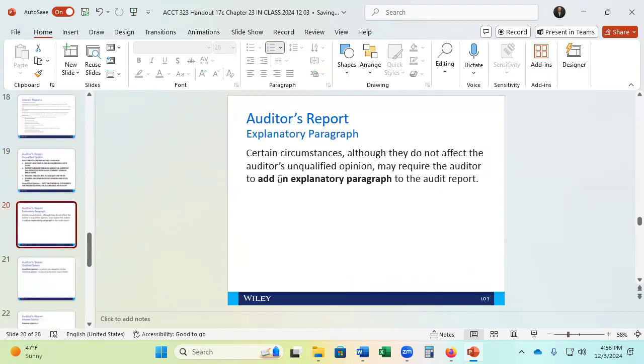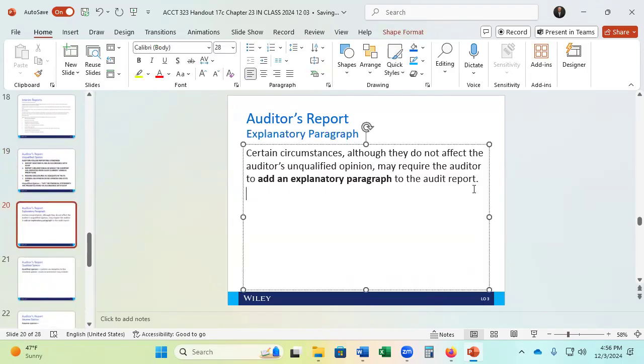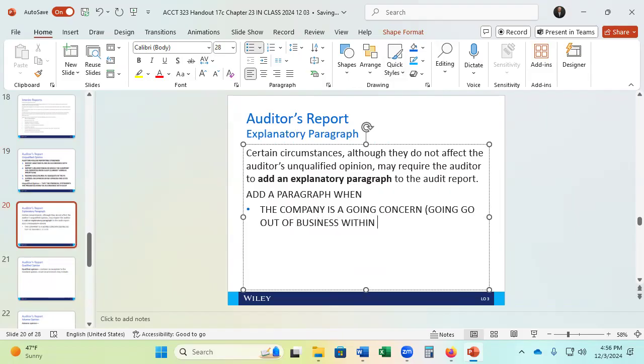All right. Now, the next type of auditor's report would include an explanatory paragraph. And you add a paragraph when the company is a going concern. Means that it's going to go out of business within 1 year. Number two would be lack of consistency in accounting standards, principles. So from year to year, they didn't make the proper adjustments. And so one year is hard to compare to the other.